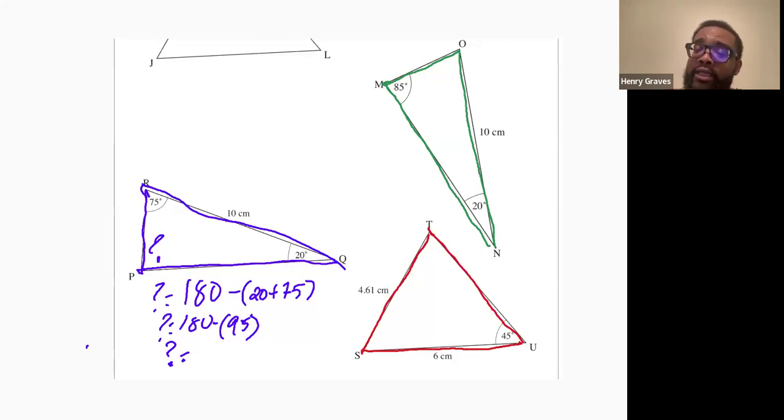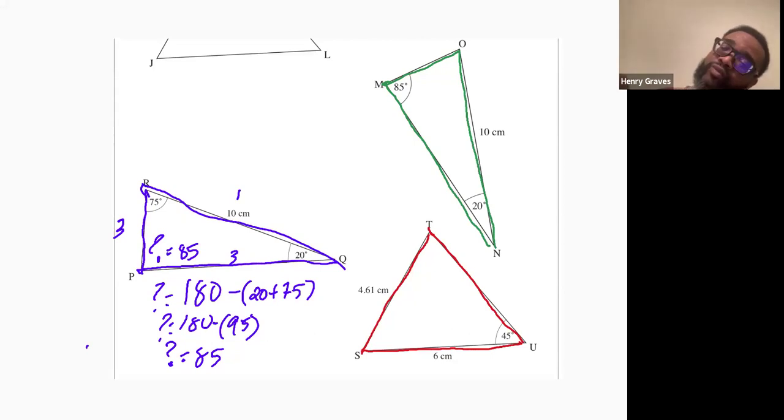So what that essentially means is that on the purple one, all the sides are going to be different, right? So this is going to be the biggest angle. This is going to be the second biggest. Oh, sorry, no, scratch that. It's actually going to be the third biggest, because the smallest angle is 20 degrees and the second biggest angle is 75. So we're going to have three different angles there.